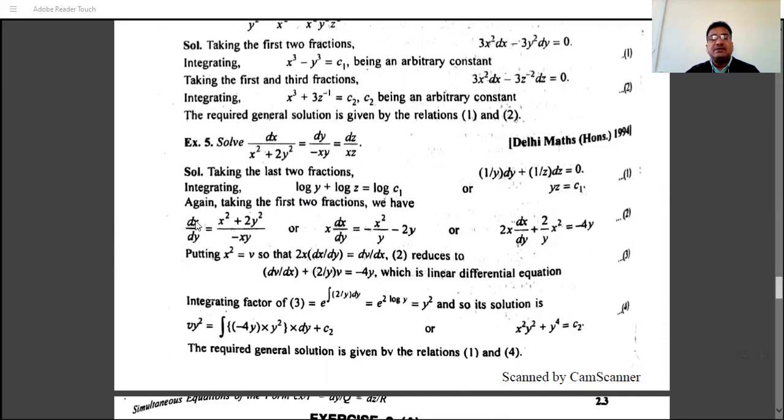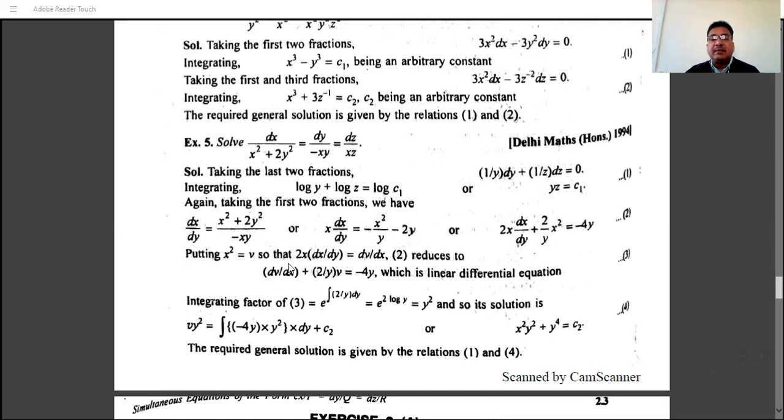It is not in variable separable form. Or x dx by dy is equal to minus x square by y minus 2y. Then 2x dx divided by dy plus 2 by y x square is equal to minus 4xy. Then put x square is equal to v. So actually this is a homogeneous differential equation. This is a homogeneous function of degree 2, and there is a special method to solve the homogeneous differential equation.